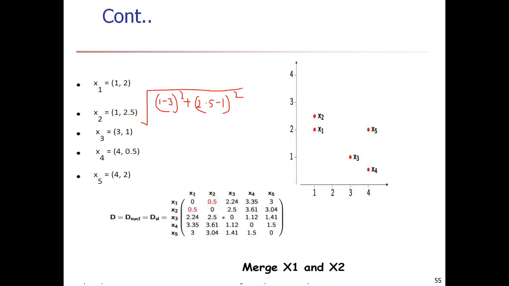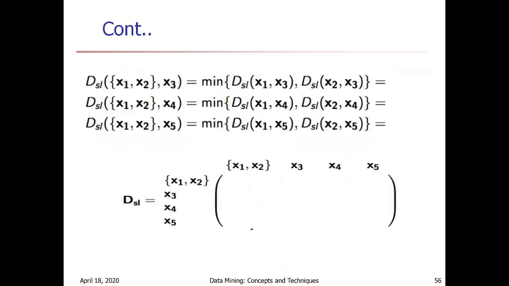Once you note down the distances, you need to find out the minimum distance that exists. So here the minimum distance is 0.5. So this particular 0.5 is taken, so we can merge x1 and x2. While merging x1 and x2, the distance matrix has to be updated. So we write x1 x2 comma x3, x1 x2 comma x4, x1 x2 comma x5.